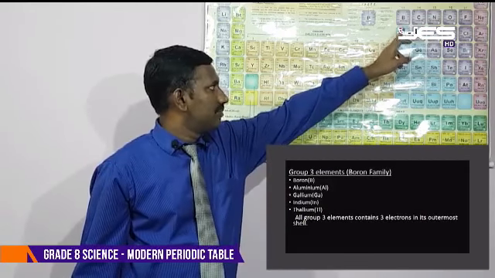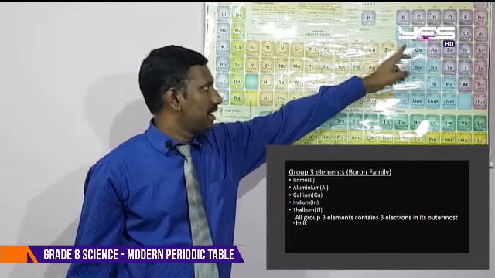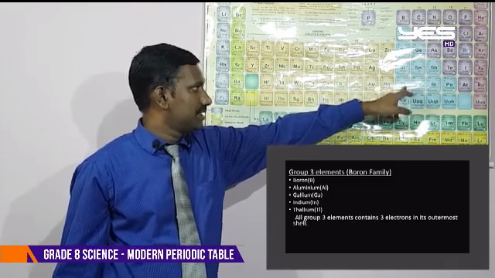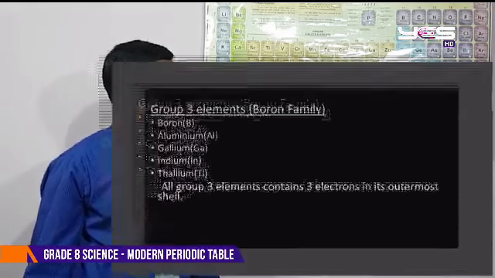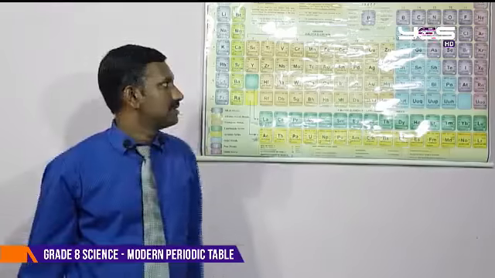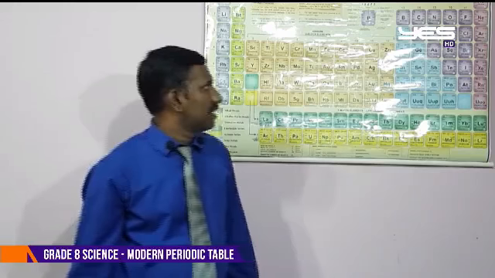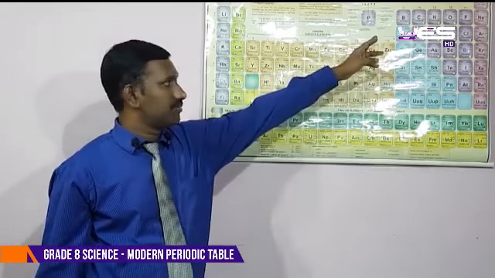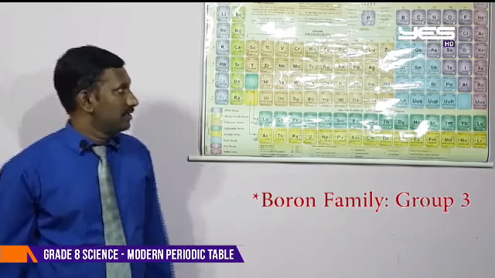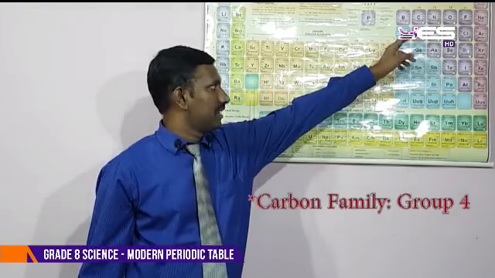Boron B, aluminium Al, gallium Ga, indium In, then thallium Tl. These are group 3 elements, and this is known as the boron family. Then group 4 elements, that is the carbon family.